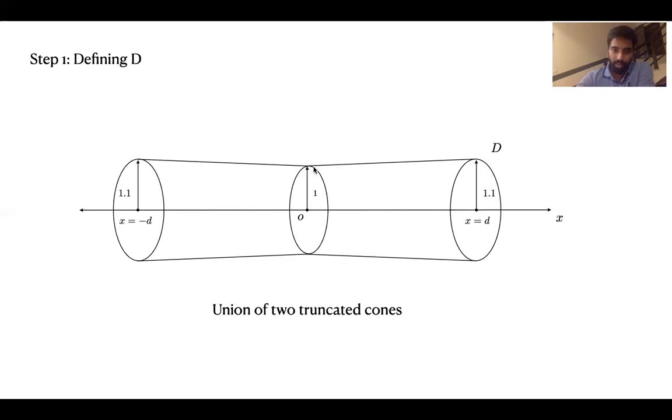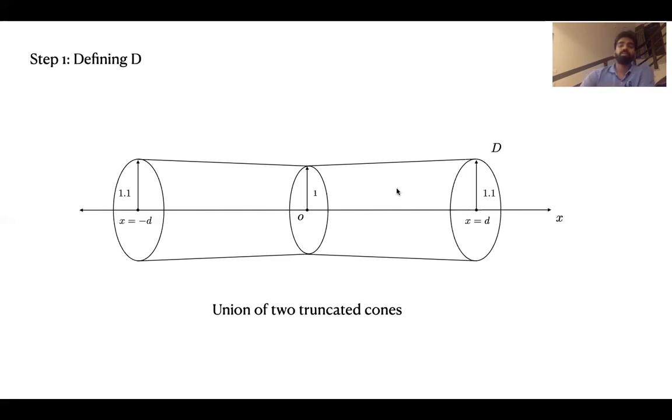And you take the convex hull of the left ball with the center ball, and the convex hull of the right ball with the center ball. The body we get by taking these convex hulls is what we call the union of two truncated cones.